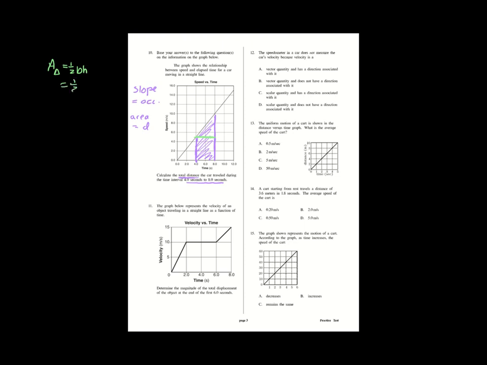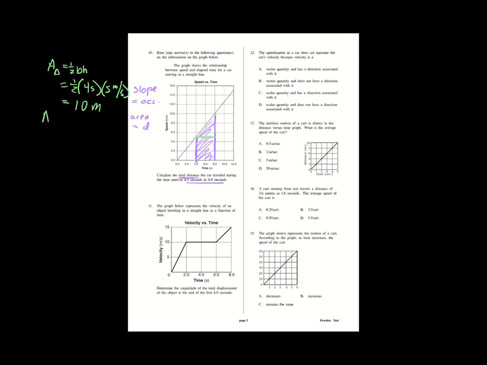So the base goes from 4 to 8 seconds. That's on the x-axis. That's 4 seconds. The height is the speed on the y. But we need to focus on the intervals, not the boxes. So we go from 10 here, all the way down to down here in the middle. That's 5. So that's 5 to 10. That's a change in 5 meters per second. So 4 times 5 is 20, and half of that will be 10 meters. So that's just for the triangle up there.